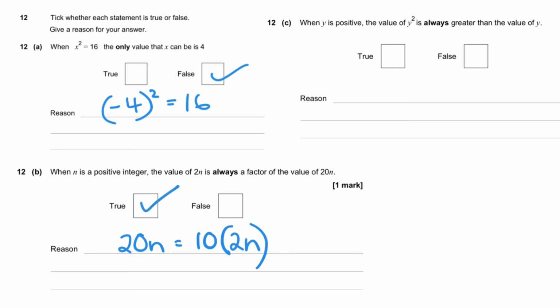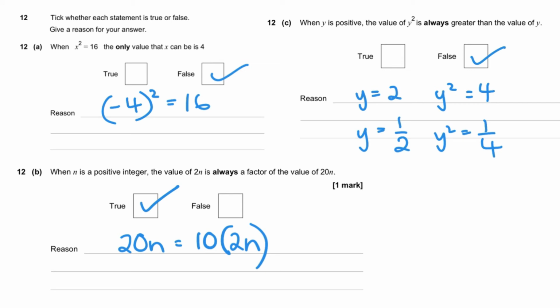So part C says, when y is positive, the value of y squared is always greater than the value of y. So if we say y is equal to 2, y squared is equal to 4, which is greater than the value of y. But if we say y is equal to a half, so that's positive like it says, but y squared is equal to a quarter, which isn't greater than the value of y. So we can tick that that's false. The value of y squared isn't always greater than the value of y when y is between 0 and 1.